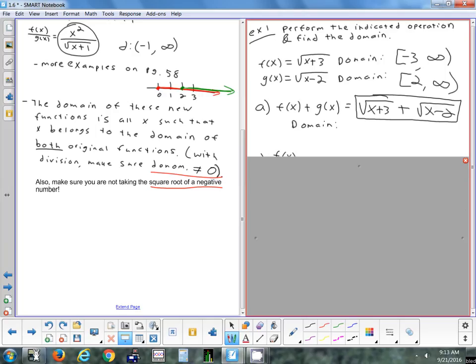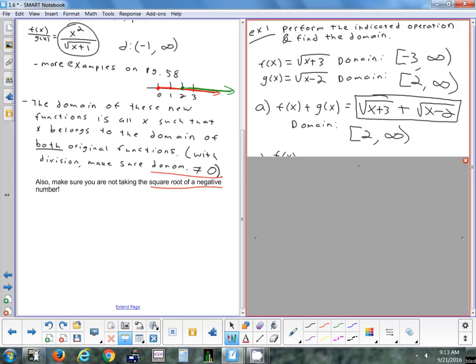Okay, so there's the function. And now I want to know the domain. Remember, the domain has to be numbers that I could plug into both. So does anybody see where the overlap would be here? From 2 to infinity. Okay? Yep, infinity and beyond. So yeah, you can plug any number from 2 to infinity.